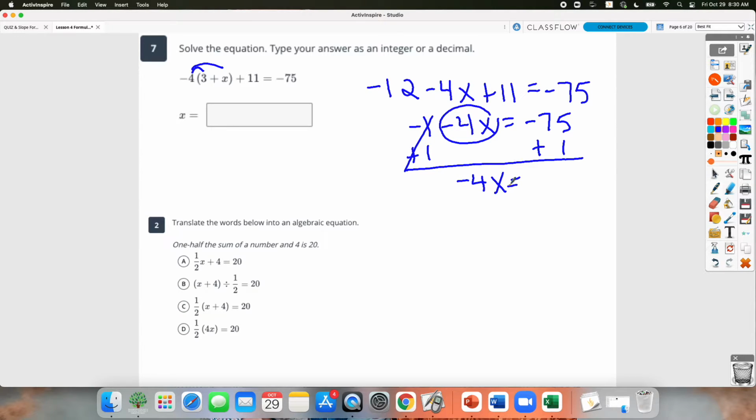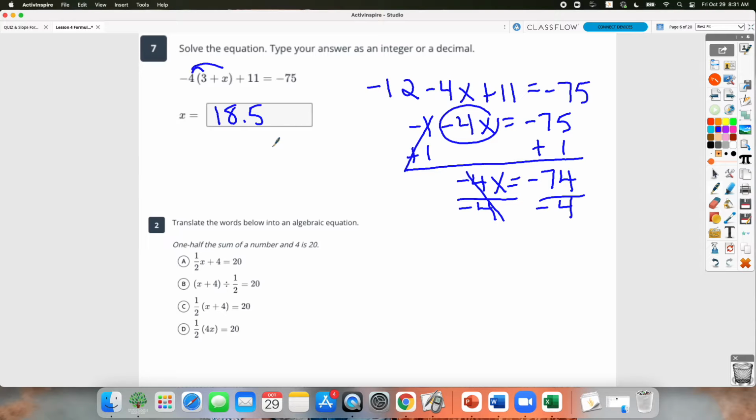And then this is where I saw a lot of people messing up, just as people were asking me questions during the quiz. Right here where you have negative 75 plus 1, what does that give you? Good, right? Yeah, negative 74. I saw a lot of people writing either 76 or negative 76 right there. Okay, and then last step would be to divide by negative 4. So what do I get when I divide negative 74 by negative 4? And that would have been our correct answer. So that's what I was looking for on that one.